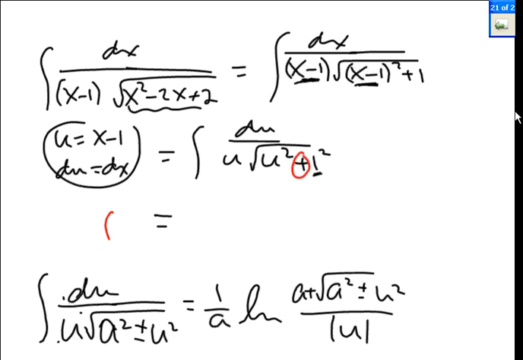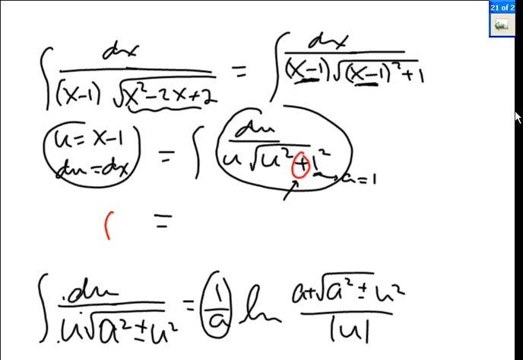Okay, so we have this. This is exactly what we have. We have the plus, and a is 1. So I get 1 over 1, which is 1, I won't write it, times ln of a, which is 1, plus the square root of 1 squared, which is 1. We're going to read the plus because that's what our integral has. Let me say it again. Since our integral has the plus, we're going to read the plus here, which is the top symbol.